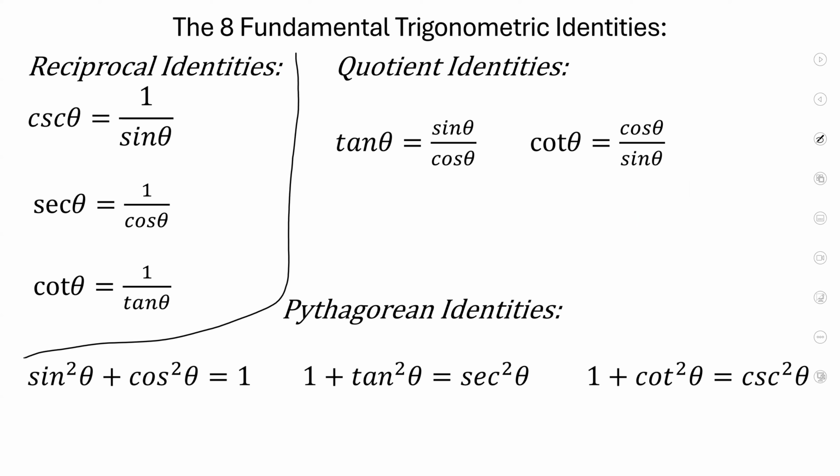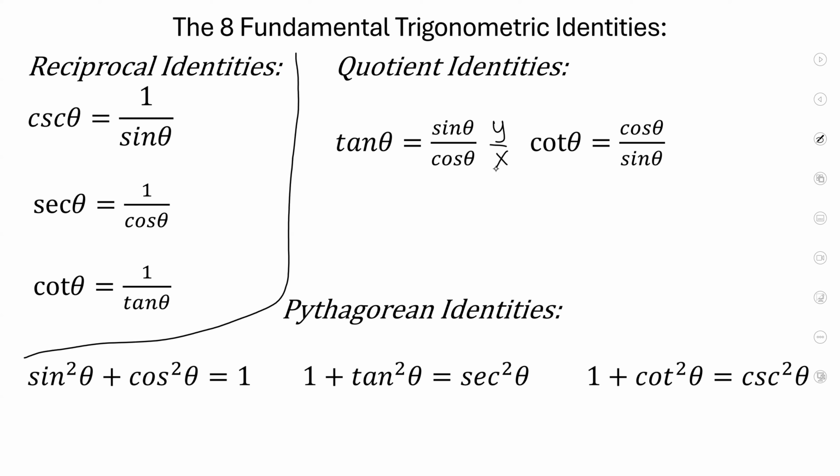You already know the quotient identities. We always said that tangent is the same thing as y over x. We associate y with sine and x with cosine. And of course, cotangent is the reciprocal of tangent, so you just flip the fraction.